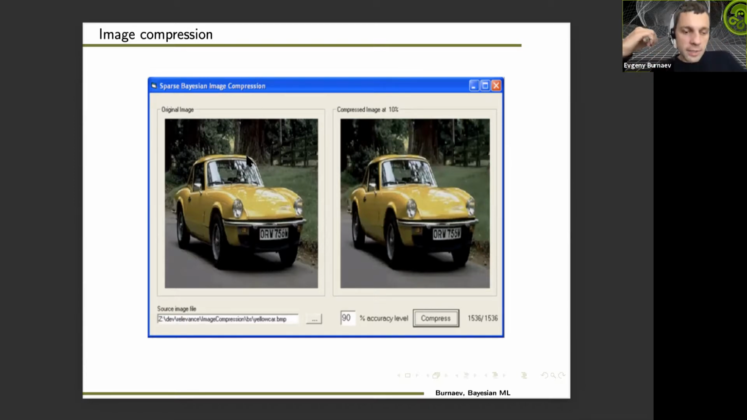Of course, in practice, we don't use this algorithm in modern mobile phones or modern applications, because nowadays we can do this even more efficiently by using deep neural networks. But still, this is a good illustration of the general applicability of the relevance vector machine concept.